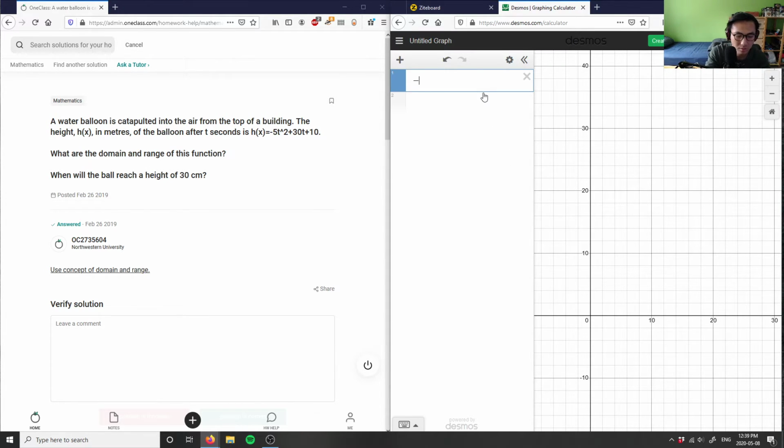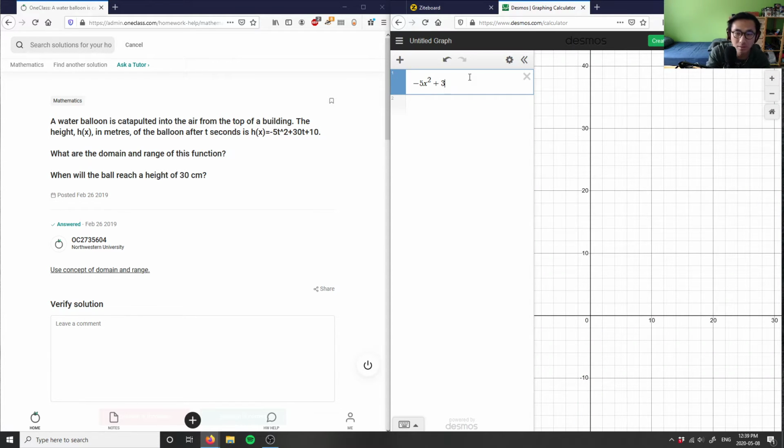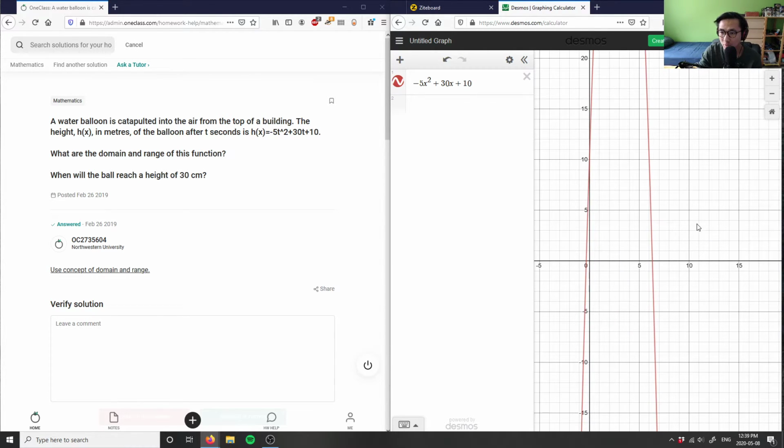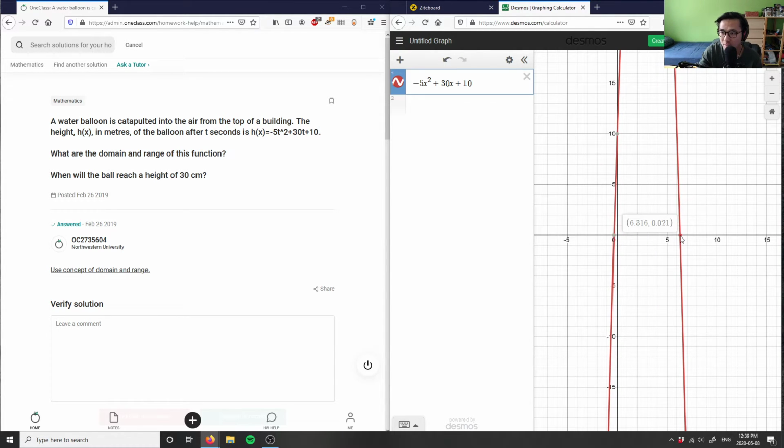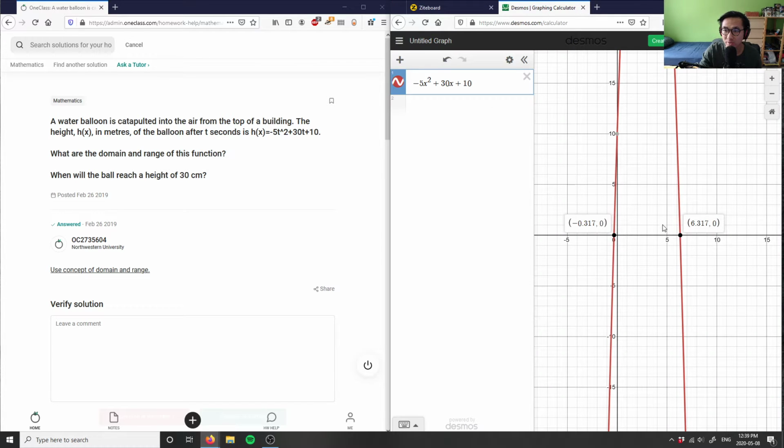So let me just write that for you here: negative 5x squared plus 30x plus 10, right? So again, you get two x-intercepts here. You get one at 6.317, like I said, and then one at negative 0.317. And again, what I can do is find the vertex simply by adding these two numbers and finding the average of these two numbers, right?